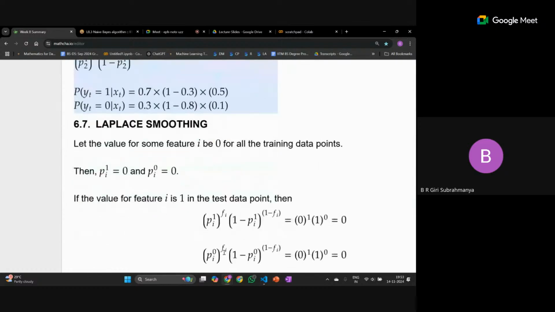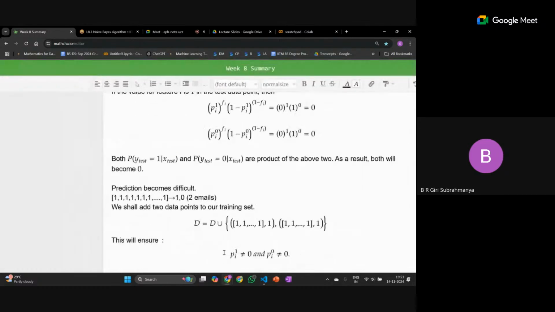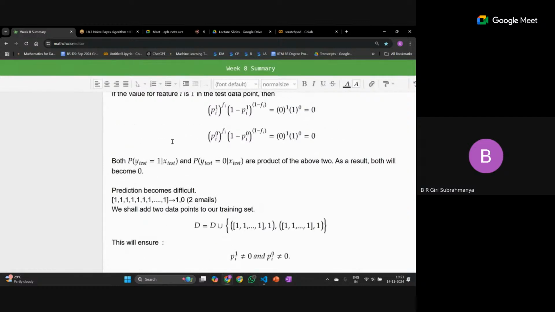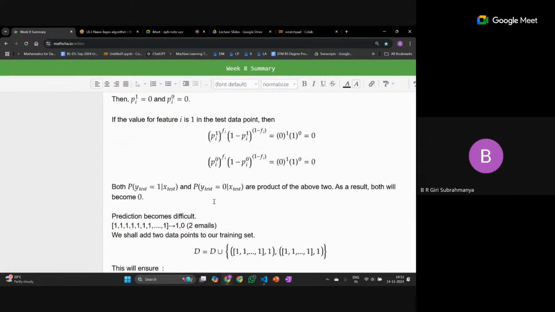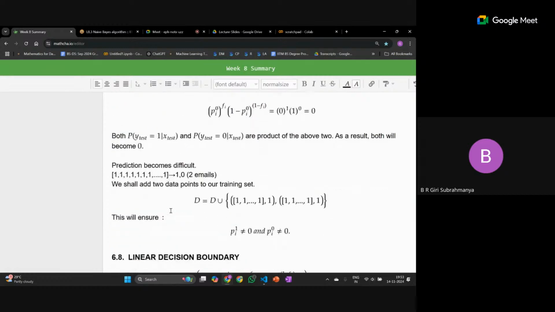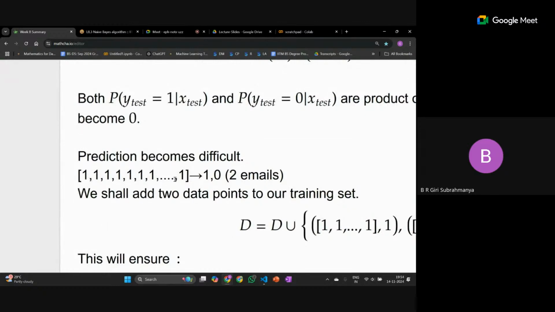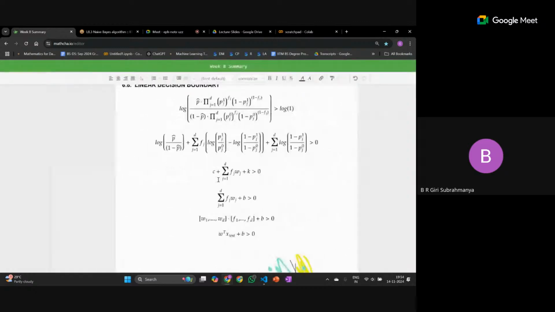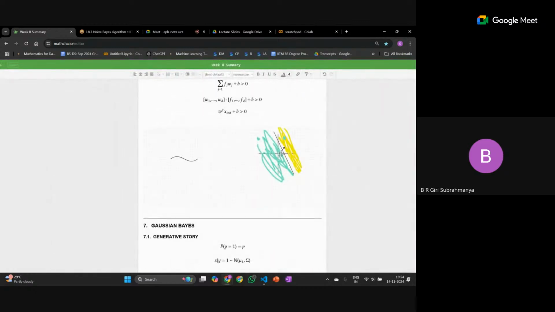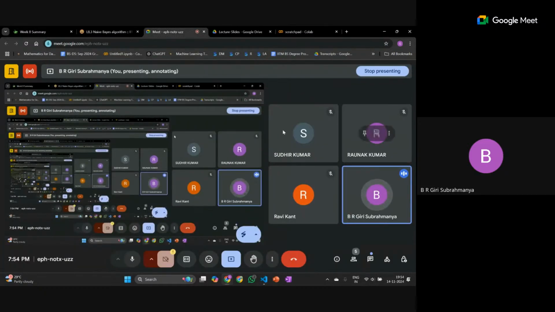We'll solve some questions. Now, Laplace smoothing is basically done like this: if the training data points do not have some word, then the multiplication will become 0 if that word is there in the test data point. To avoid that, you'll add 1, 1, 1, 1, 1 with label 1 and label 0 in your training data points, and then you will learn. And the decision boundary is linear. So this is the overall summary. This is for naive Bayes.